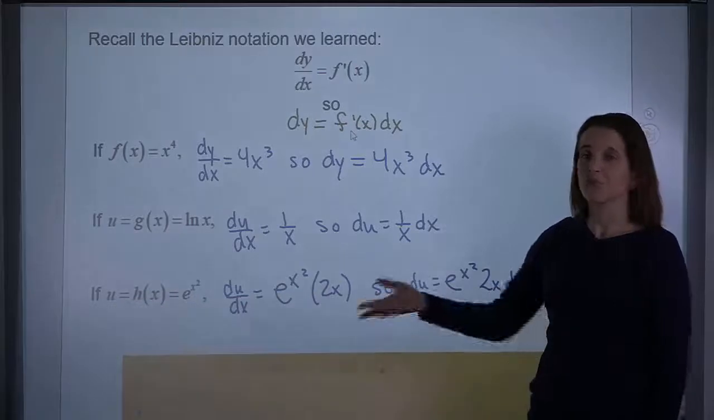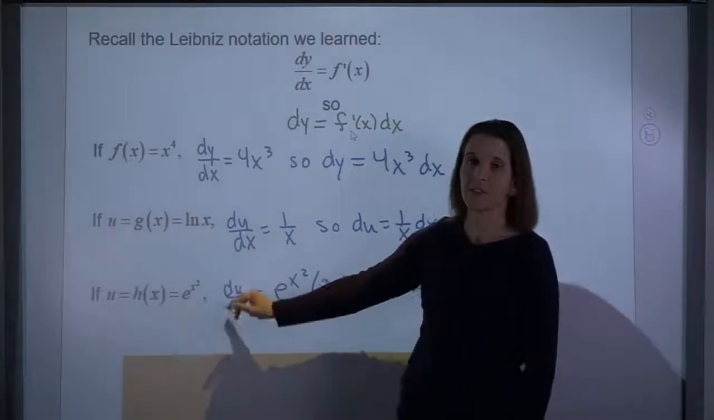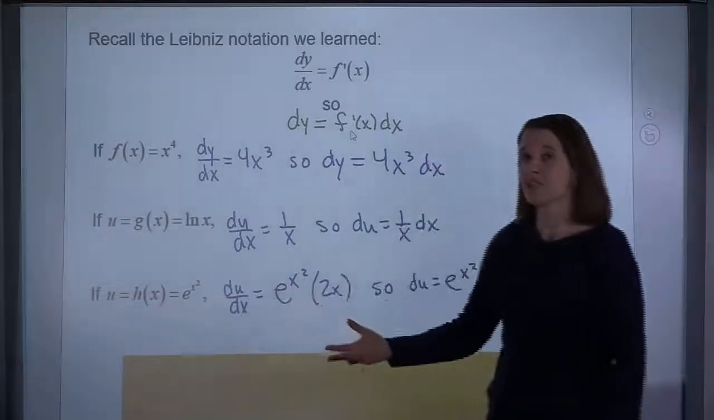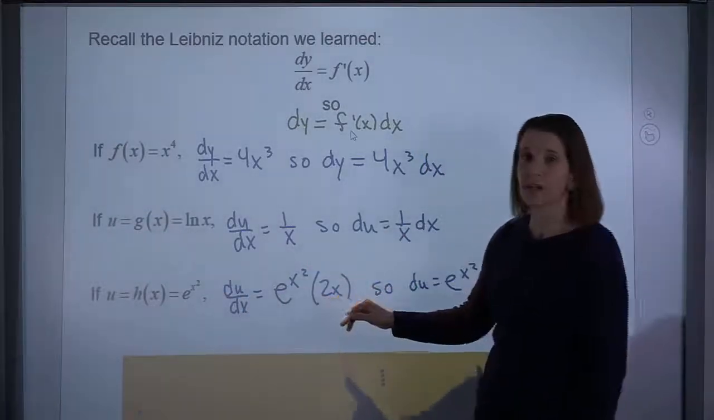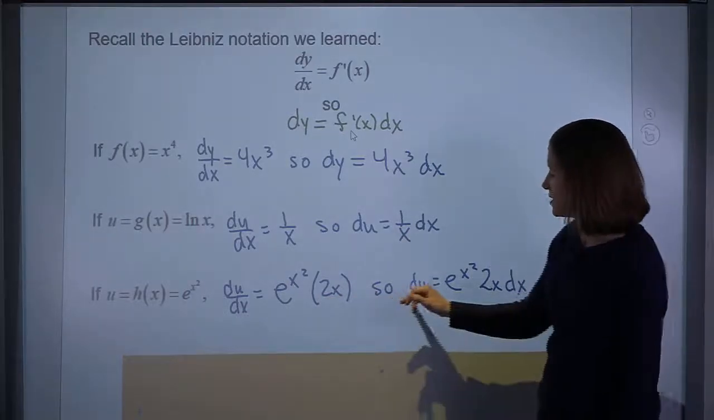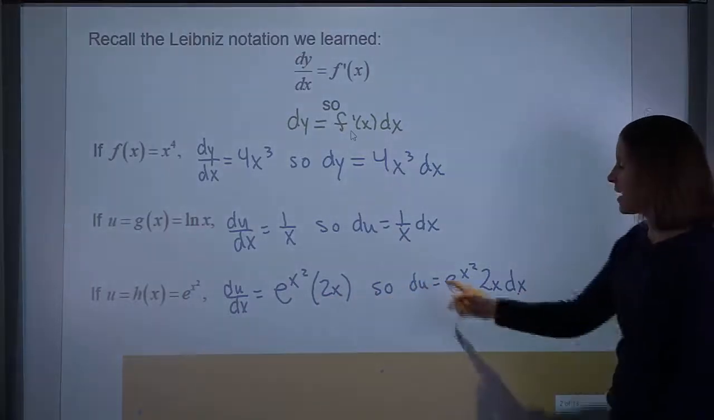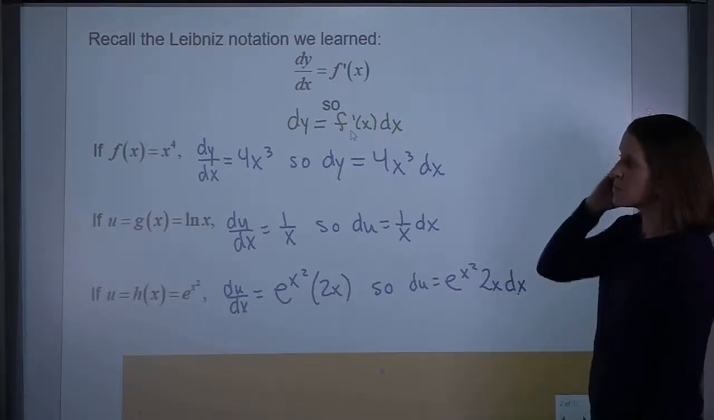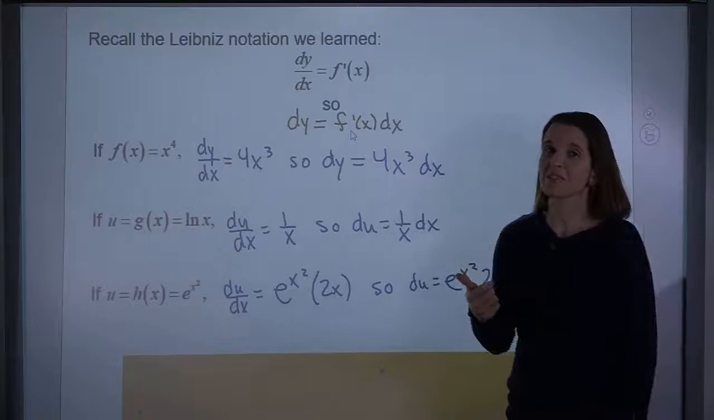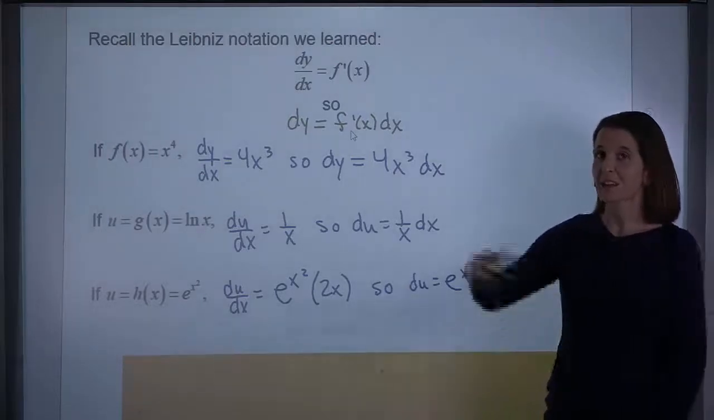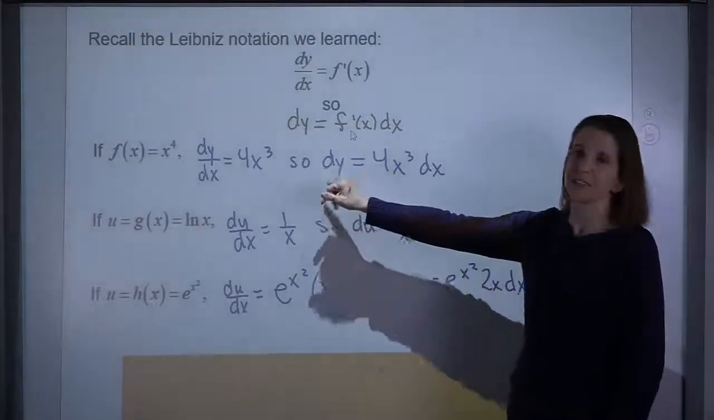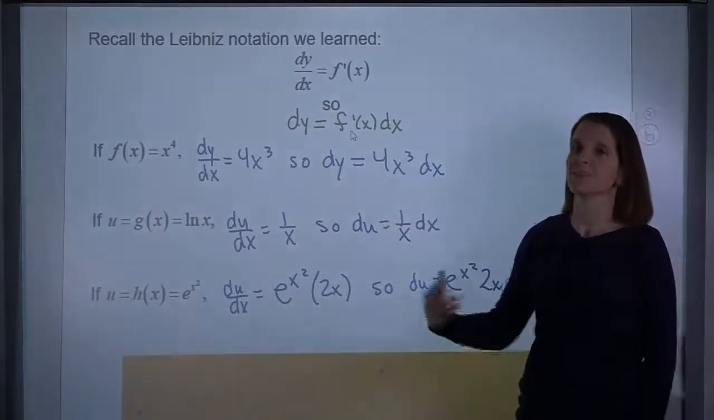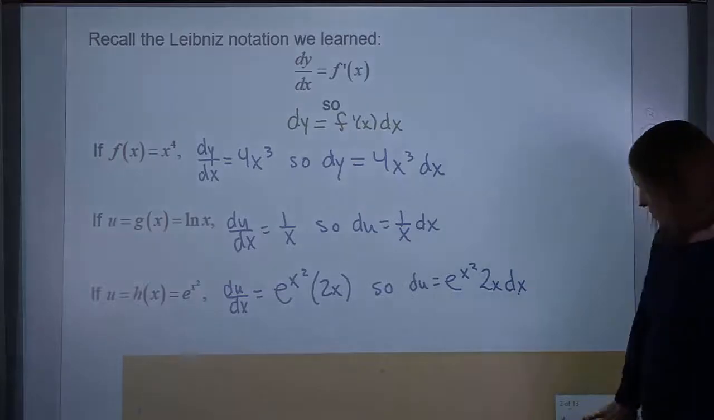Or lastly, if u was e to the x squared, then instead of writing du dx equals, this derivative would need the chain rule: e to the x squared times 2x. I can go ahead and put the dx over here and have du equals e to the x squared times 2x dx. So that is all we were doing here. For one, reminding ourselves that we are going to be doing some regular derivatives, not just antiderivatives, and then that notation can be used as a fraction, in fact, and that the dx can be put with the other side. And we're going to see why we care about that on the next page.